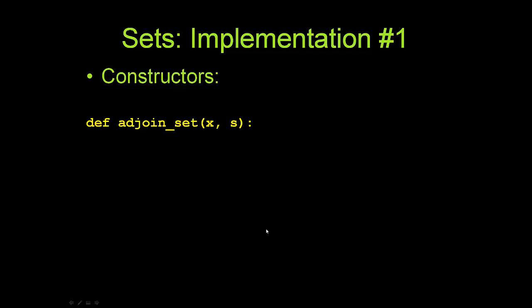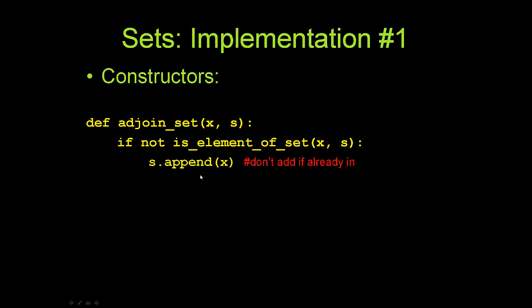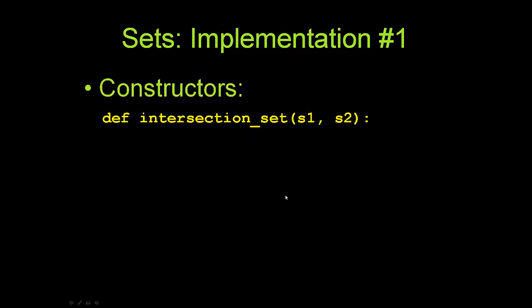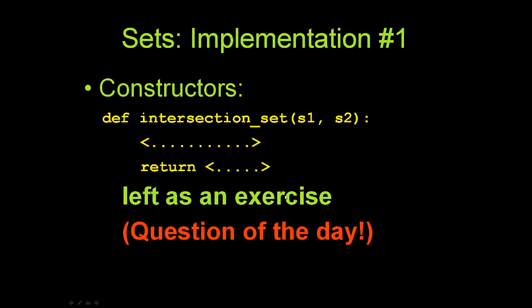Constructor, adjoining set. You can add X to S. How does it work? If X is not an element of S, then you just append X to S. Otherwise, you just return S. The time complexity of this is order n. Why? Because in the worst case, you check through every element of S to make sure that it is not inside. The next one, constructor intersection. This one I leave to you as an exercise. You can do this and post your answer in the forum.